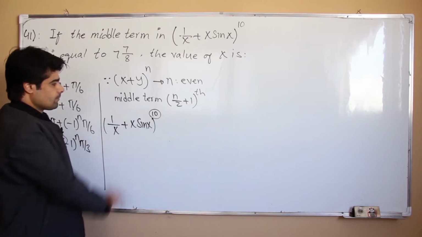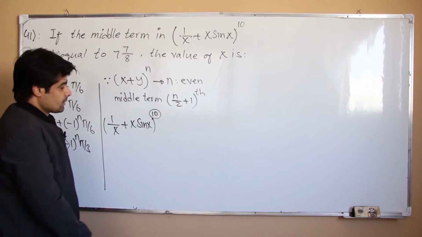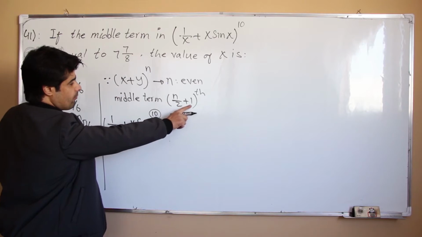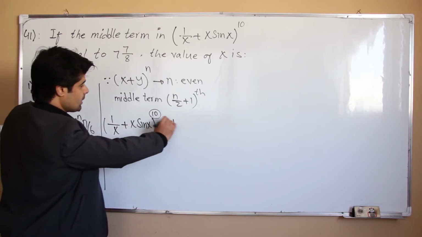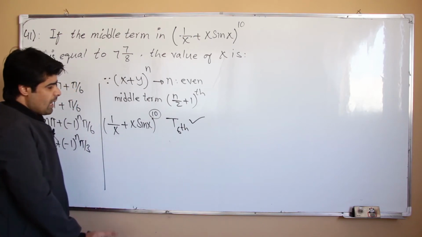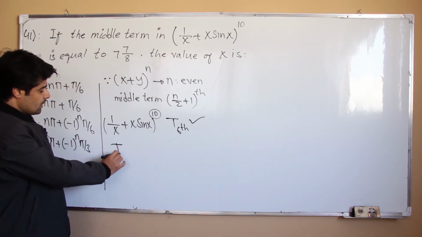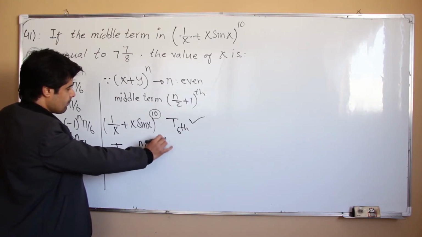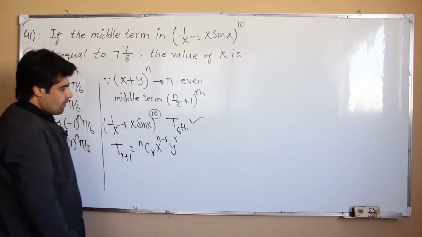This is n. Am I right? Yes. So what is the middle term? 10 divided by 2 is 5, 5 plus 1 is 6. Then T6 is the middle term. Now we have one general formula, that is T(r+1) equals nCr, x to the power n minus r, y raised to the power r.